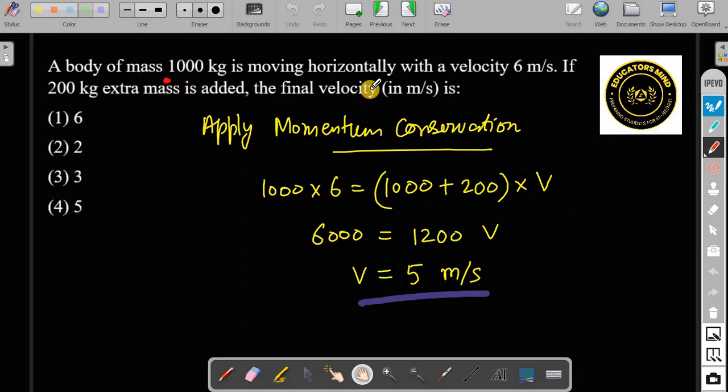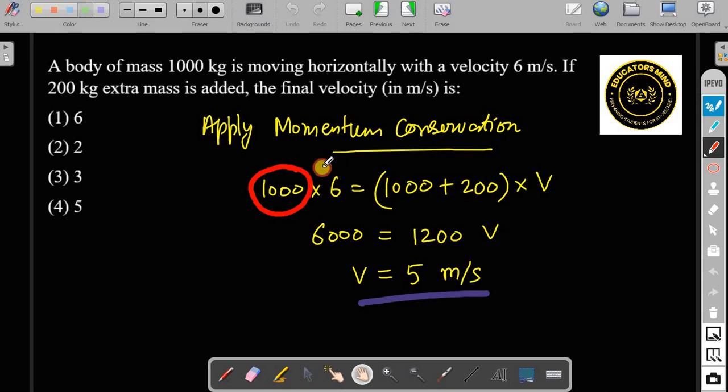A body of mass 1000 kg, the mass is given. It is moving horizontally with 6 meters per second. Extra mass is to be added. What will be the final velocity? So momentum has to be constant because you are adding the mass and you are not applying any external force. So the net momentum will remain the same.